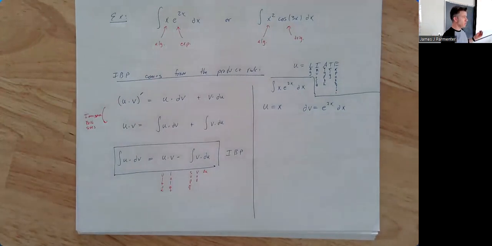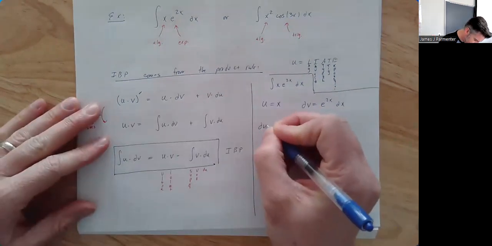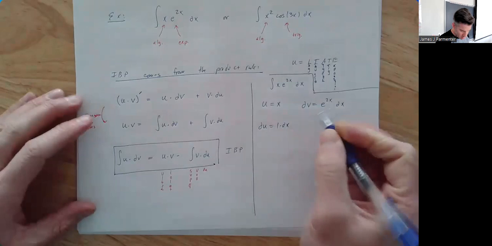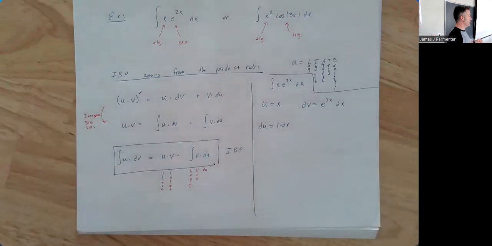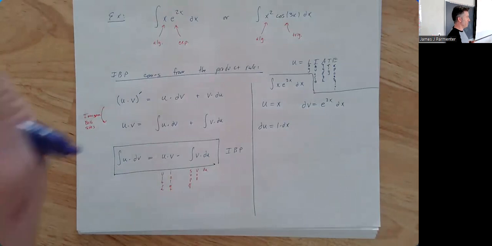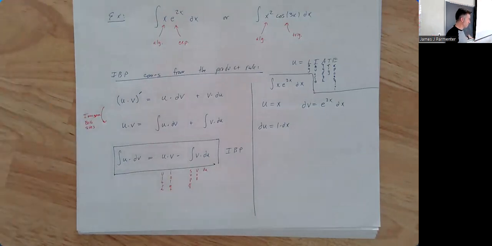A couple things about u and dv. Your choice for u should get, quote unquote, simpler when you differentiate it. And it does, right? The derivative of x to a power becomes a lesser power, which is simpler. On the flip side, dv should be something that is easy to anti-differentiate. It shouldn't get more complicated when you anti-differentiate it. E to the x is the best example of that. When you anti-differentiate e to the x, it's still e to the x. Sine and cosine are also good examples, because when you anti-differentiate sine or cosine, you essentially just get the other one back.